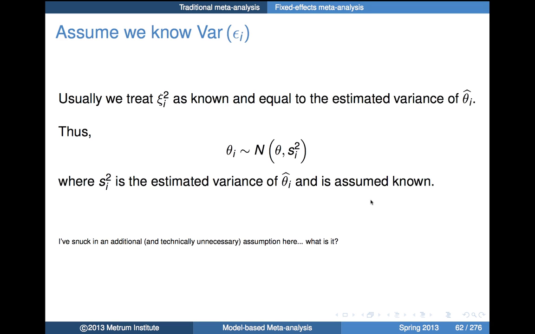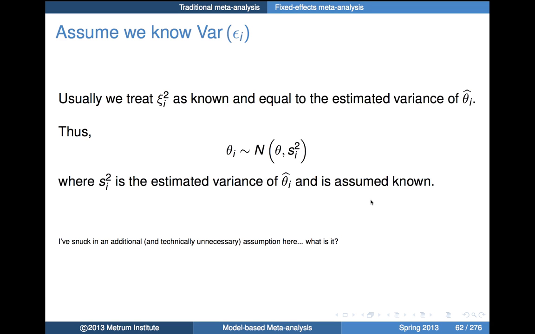So what this fixed effects model is telling us is that those theta i's, those treatment effects in the ith study, are normally distributed with a mean of theta and a variance of Si squared, where Si squared is known. So the only unknown parameter here is theta.